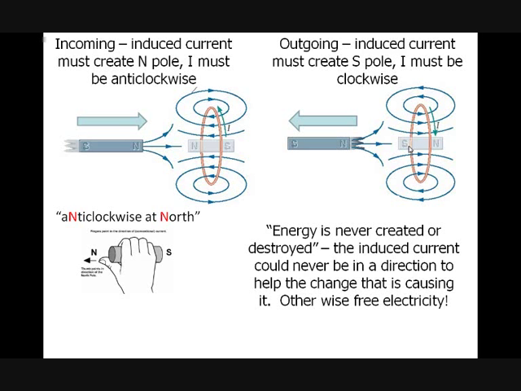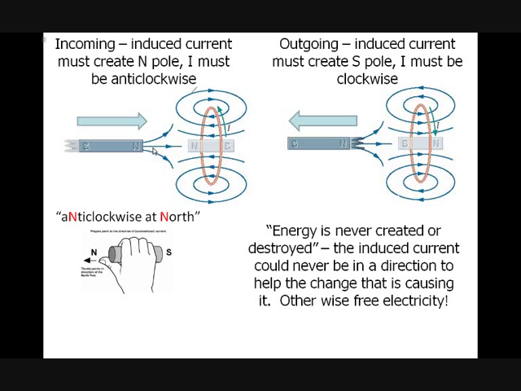This is a perfect example of Lenz's law, and it also helps you to realise why energy is never created or destroyed. The induced current could never be in a direction to help the change. If moving this magnet in caused a south pole here, then this magnet would effectively be attracted in. So you'd almost have a situation where a magnet's being pulled in and you wouldn't have to push it. So you'd have a situation where free electricity is being generated because you haven't got to push it in, you haven't got to use any of your energy up to push the magnet in.